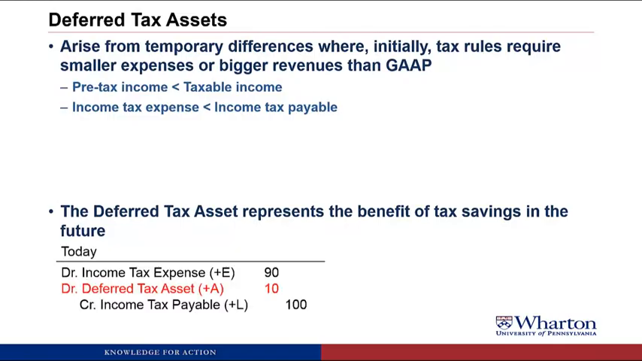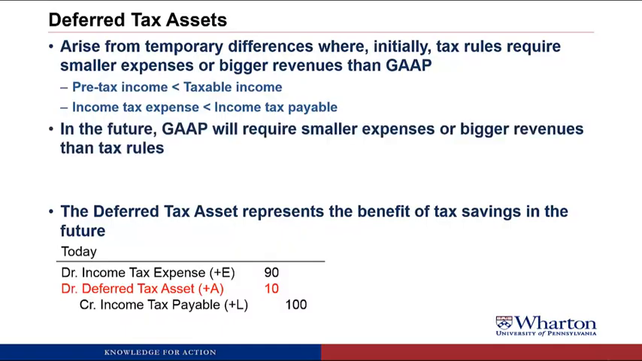So the way the journal entry would look is we debit income tax expense, and just making up numbers, let's make up 90 for income tax expense. We know that's less than income taxes payable, so we credit income taxes payable for 100, again making up numbers. To get this to balance, we create a deferred tax asset of 10 that represents the fact that we paid more taxes to the government today, but those extra payments are going to get us tax savings in the future. The deferred tax asset is the benefit of those tax savings.